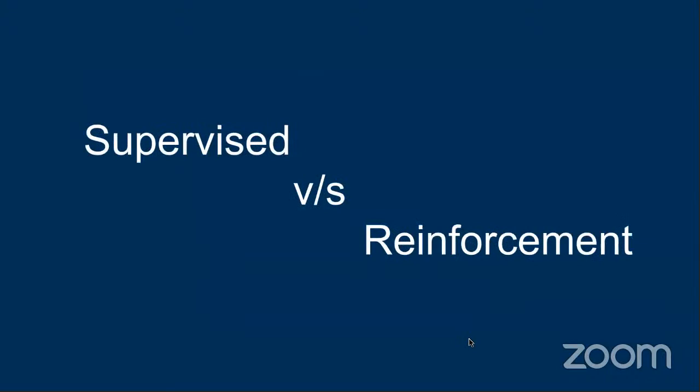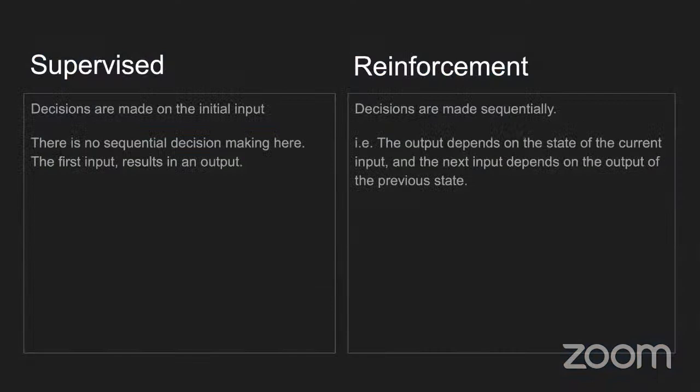So supervised versus reinforcement, this is a common confusion. So let's look at the quick difference between them. In supervised learning, the decisions are made on the initial input. So you've given an initial input, which is your training data set, then only that input was used for training. Now, every decision that you take after that is based on that initial input. Whereas in reinforcement learning, the decisions are made sequentially, which means the current input also influences your next output. Which means my current state influences my next output.